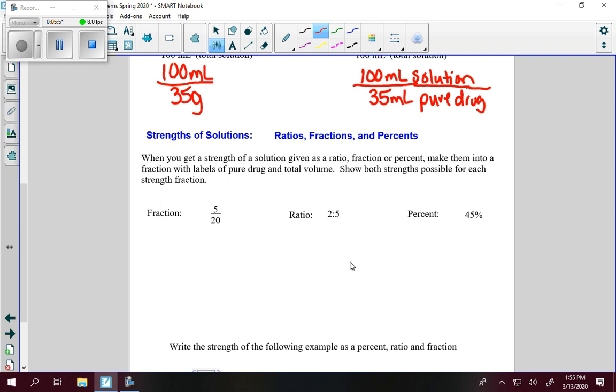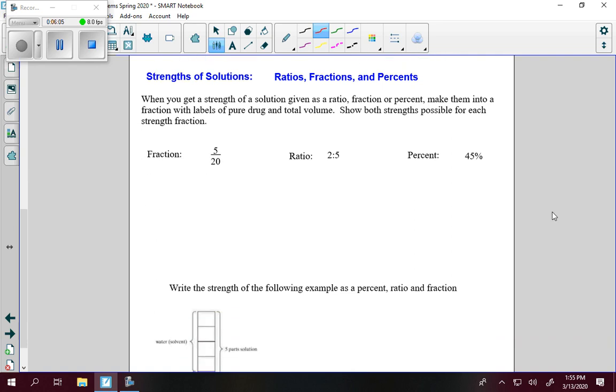When you get the strength of a solution given as a ratio, a fraction, or percent, we're going to make them into a strength fraction with labels of pure drug and total volume, and then show the strengths possible for each strength fraction. So for example, if I have 5 over 20, that tells me that the strength would be 5 grams of pure drug for every 20 milliliters of solution. Or I can flip it to say 20 milliliters for every 5 grams of pure drug.